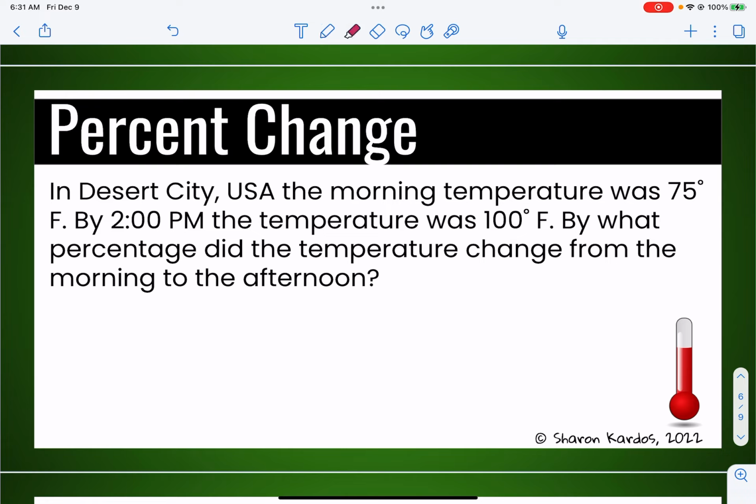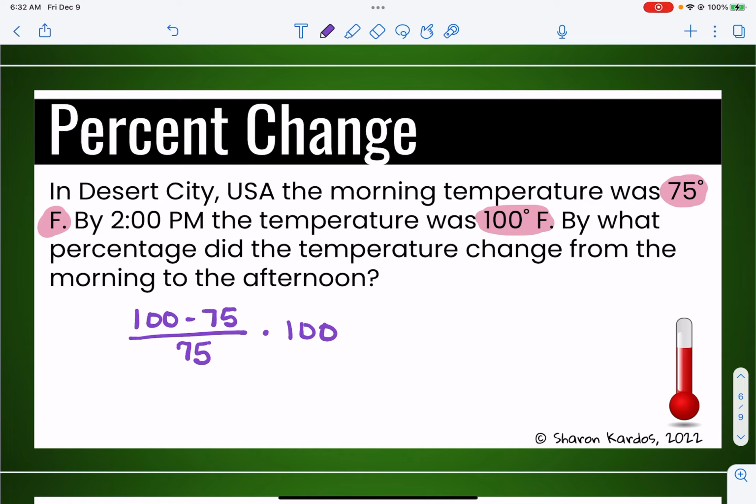Okay, so here we go. The original temperature was 75 degrees Fahrenheit, and then it changed to 100 degrees Fahrenheit because it's Desert City and things get hot in the desert, right? So the new minus the old, or the original, and we're going to divide it by the original or the old temperature. And whatever we get, we're going to multiply it by 100. So first of all, take a minute and look at what you wrote down. Make sure you set it up correctly. And now let's see if we can finish our computations.